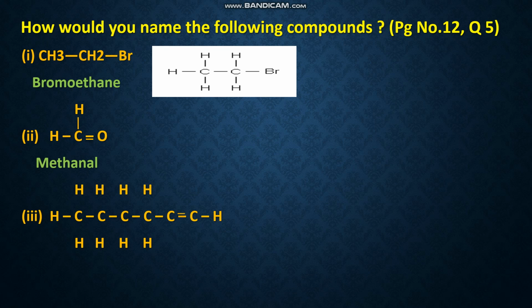Next compound. So how to name it? This does not contain any functional group, but it has a triple bond. Already we have seen how to name a hydrocarbon containing a triple bond. We have to count the number of carbon atoms: 1, 2, 3, 4, 5, 6. So the root word is hex and it contains a triple bond, so the suffix YNE should be added. So hexyne. The name of this compound is hexyne.